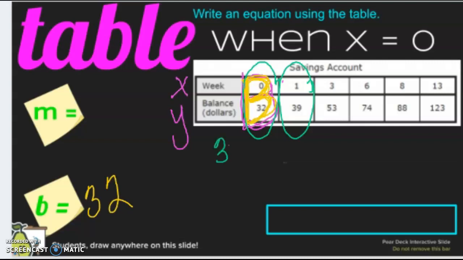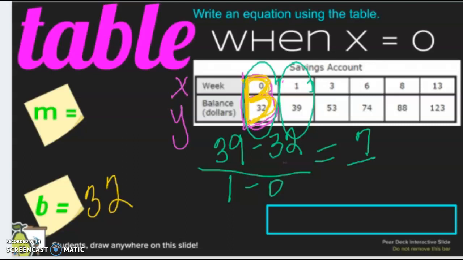Okay, I'm going to do 39 minus 32 on the top, because those are both of my x's. Because I started with 39, I have to start with 1 on the bottom. 1 minus 0. Okay, on the top, 39 minus 32 is 7. 1 minus 0 is 1. So I know that my slope is 7.